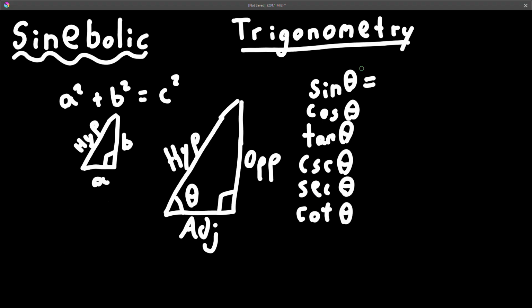So we're starting with sine theta, which is the opposite side over the hypotenuse. I'm going to write it OPP over HYP. Next up, cosine. The adjacent side, this time the side adjacent to theta, is over the hypotenuse.